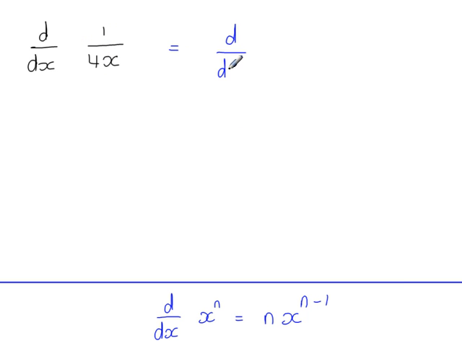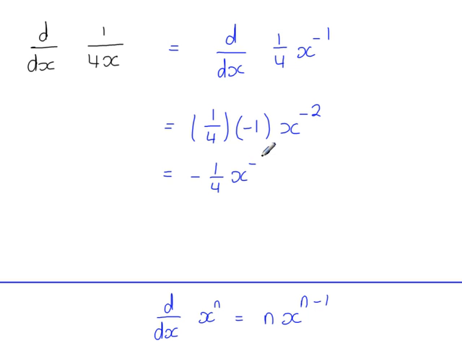We're going to differentiate a quarter times x to the power of minus 1. So we have a quarter. The minus 1 comes to the front, like this, times x to the power of, and if we subtract 1 from the original power, we get this, and then we can simplify to minus a quarter x to the power of minus 2, and if it's useful, we could write this as minus 1 over 4x squared.